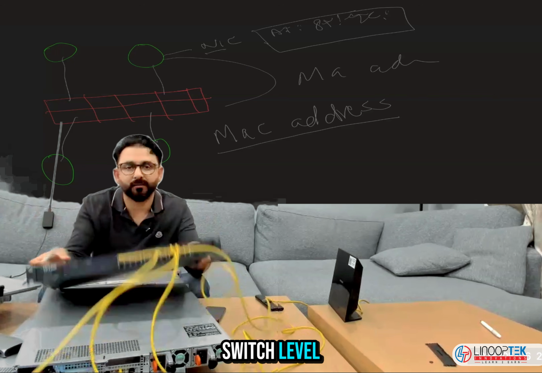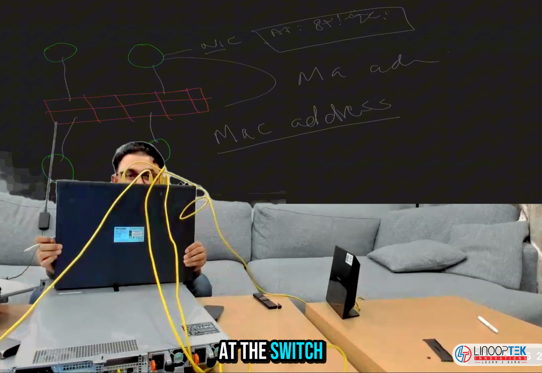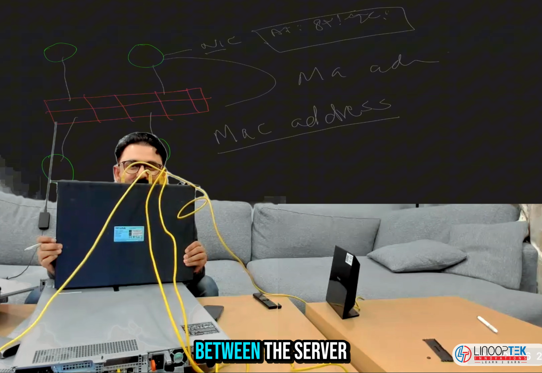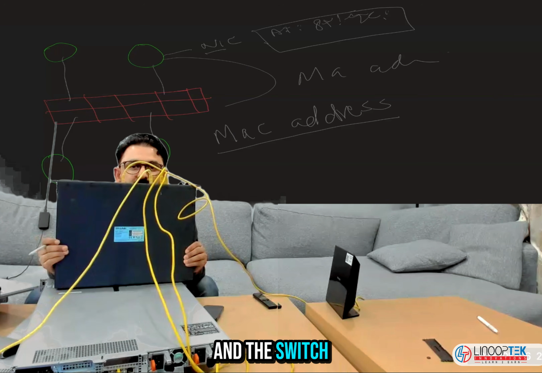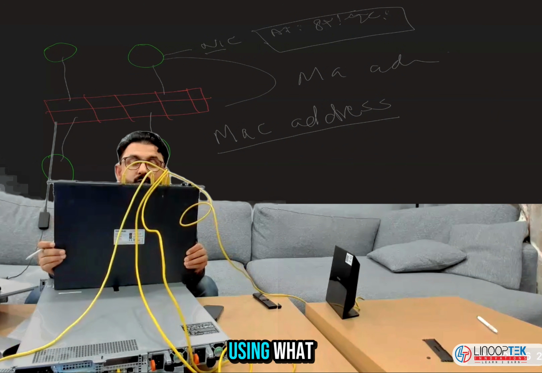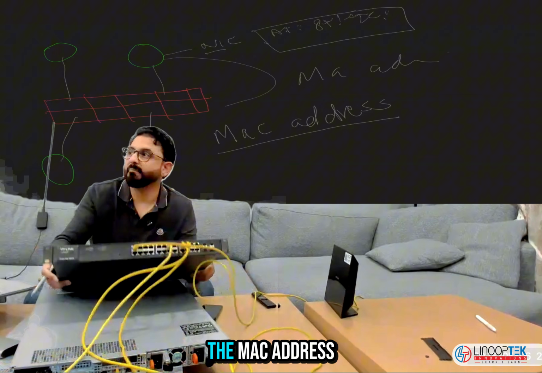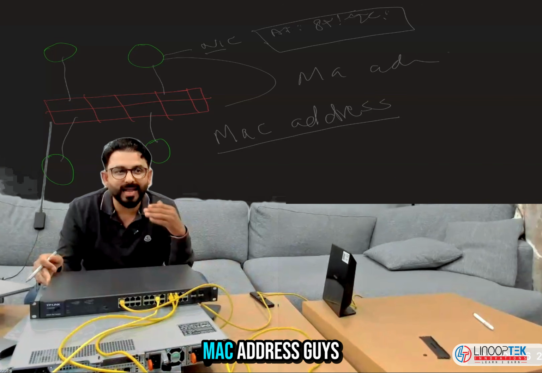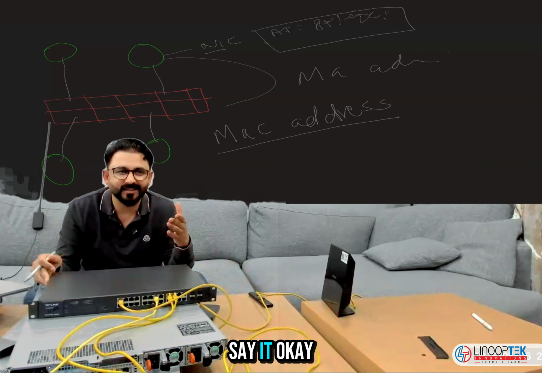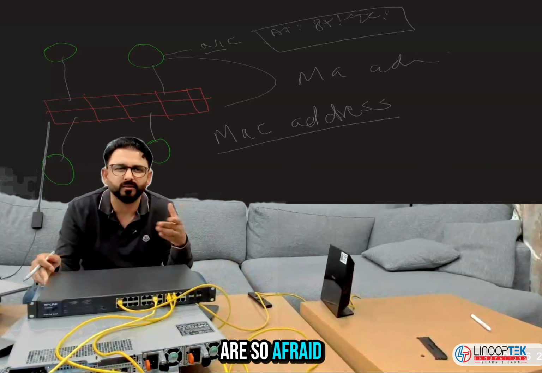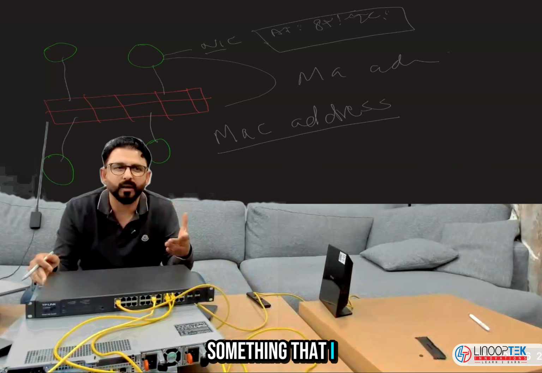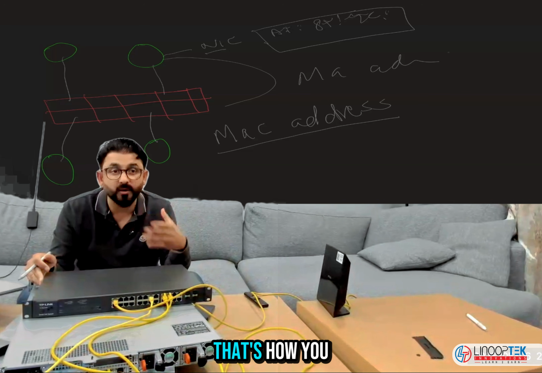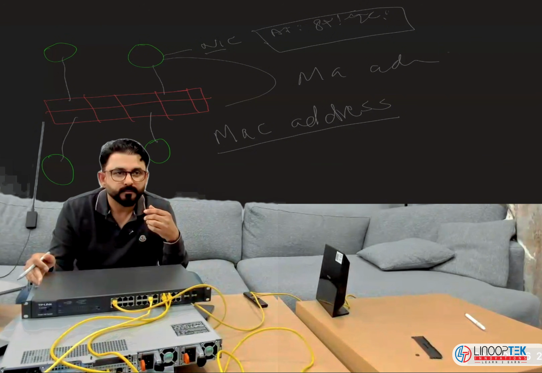So at the switch level, the communication happens between the server and the switch using what? Using what? The MAC address. Guys, say it. Why are you all so afraid to answer what I ask you? Communicate with me, okay? That's how you're going to learn more.